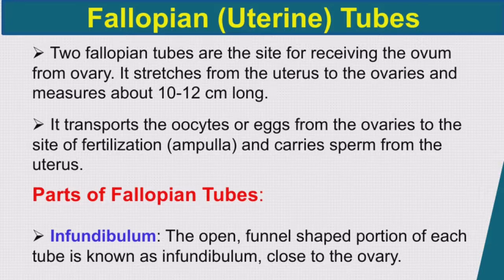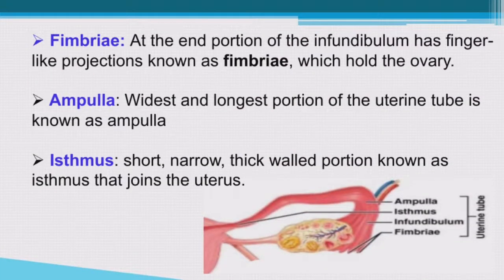1. Infundibulum. The open, funnel-shaped portion of each tube is known as infundibulum, close to the ovary. 2. Fimbriae. At the end portion of the infundibulum has finger-like projections known as fimbriae, which hold the ovary. 3. Ampulla. Widest and longest portion of the uterine tube is known as ampulla. 4. Isthmus. Short, narrow, thick-walled portion known as isthmus that joins the uterus.